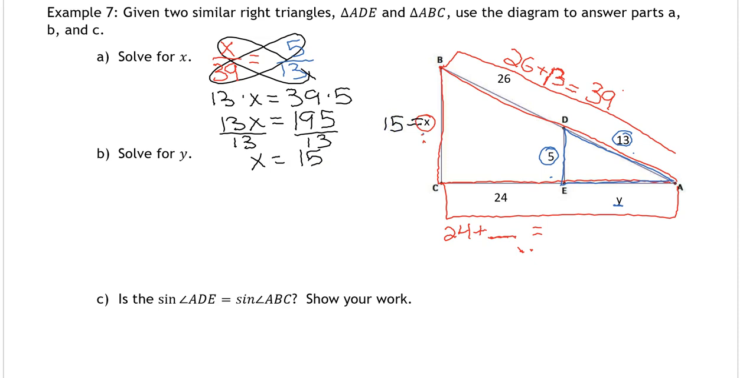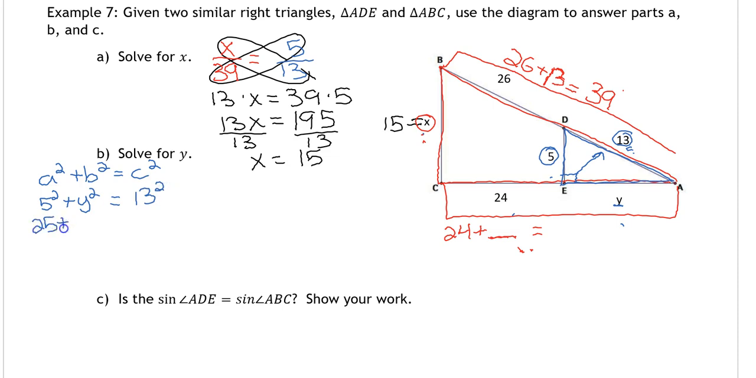Then for y, same thing. I can set up a proportion if I want. I could do like y over 24, 13 over 26. I could also do Pythagorean's theorem. So that's what I'm going to do. Okay, so again, if this is my right angle, this is my C. So then A and B. So if I'm doing A squared plus B squared equals C squared, here I have 5 squared plus Y squared equals 13 squared.